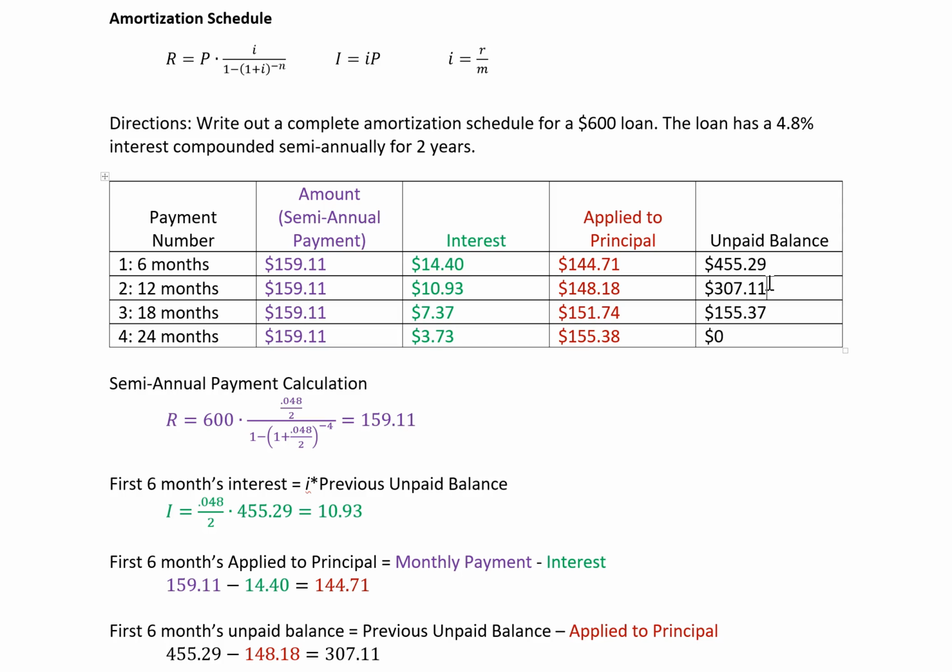This continues on for 2 more payments. So the interest in month 18 is $7.37, and that means there's more applied to principal. The unpaid balance is $155.37. Our last payment is still $159.11. The interest is $3.73. If we subtract those values, we find out the amount applied to principal is $155.38. Now notice we're going to pay $155.38, but the unpaid balance was $155.37, so we're overpaying by a penny.